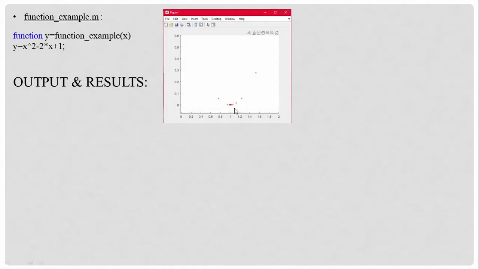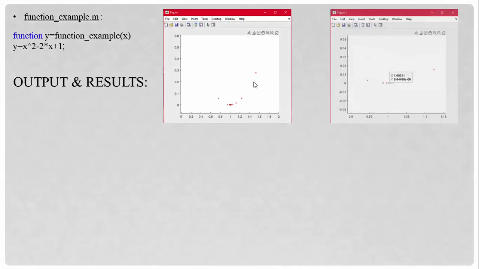Observing here, it's a parabola, but not all the values are calculated. Only a few values will be calculated because we are reducing the interval with respect to the golden ratio. So many values will not be calculated here, only 20 iterations, so 20 points.